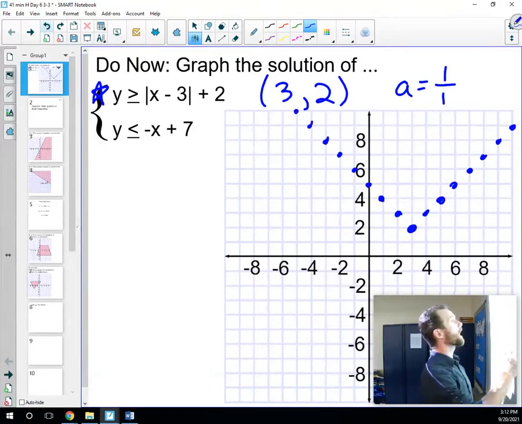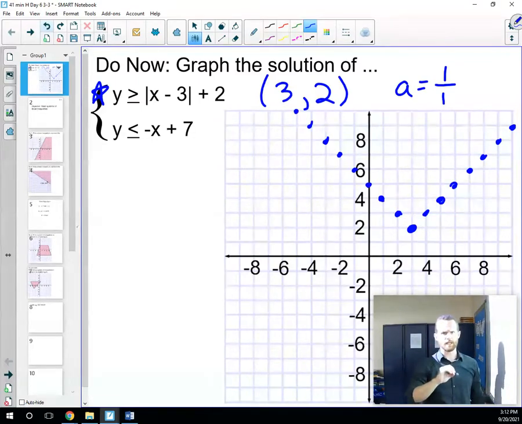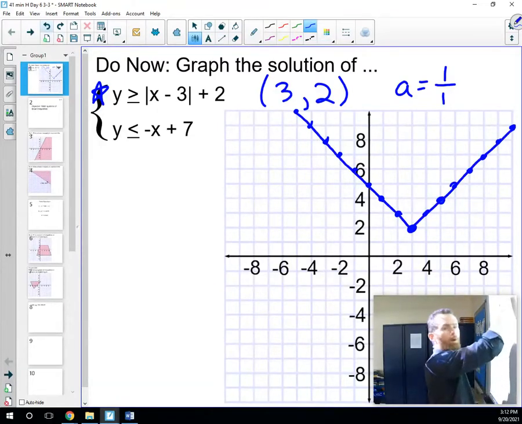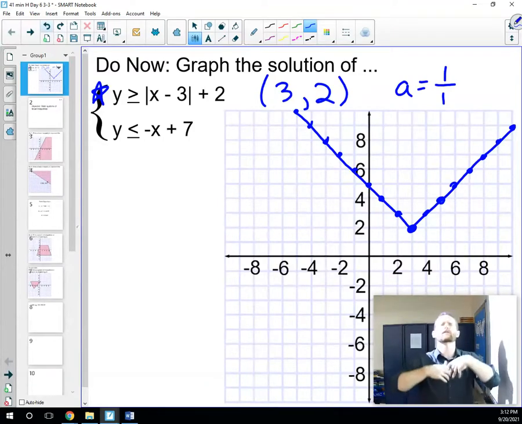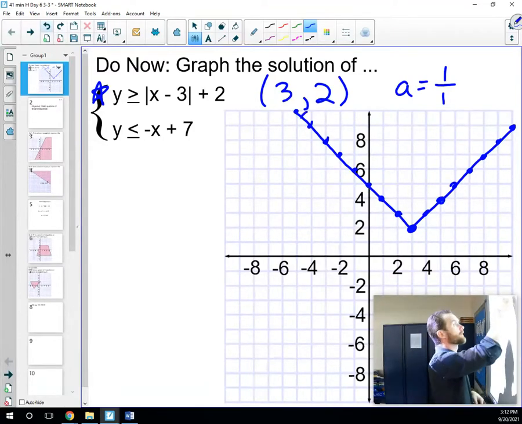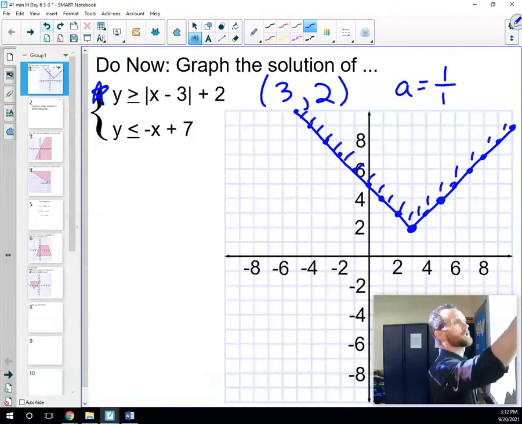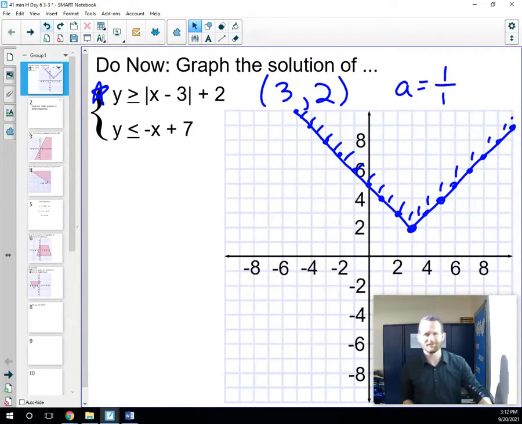There we go. Now it's time to worry about the shading and all that. It's or equal to, so it's going to be a solid line. And it's y is greater than, since y is greater than, we think y is bigger, we shade above the V. We shade above. I'm just going to shade a little bit, and then we'll really shade it in once we have our final answer.